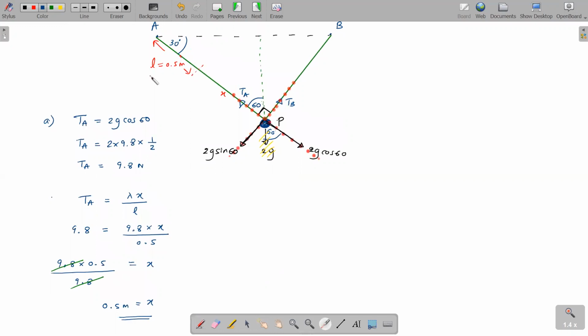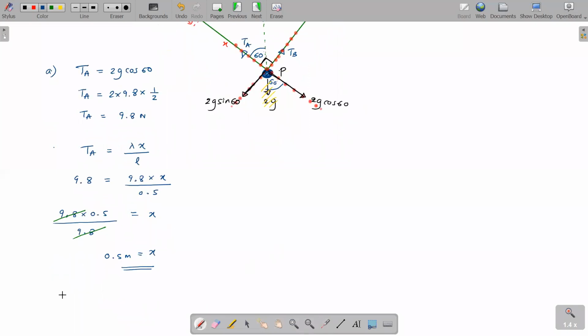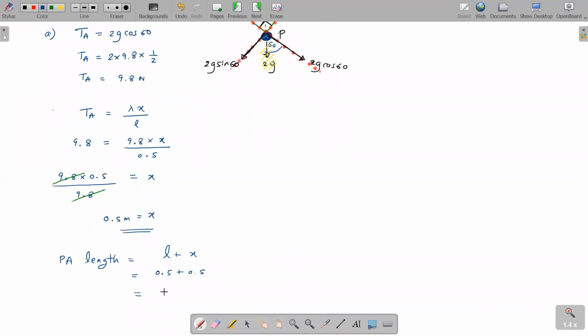So PA length is natural length plus the extension. So what is the PA? PA length will be natural length plus extension. Natural length is 0.5 plus extension is 0.5. I end up getting 1 meter. PA length is equal to 1 meter.